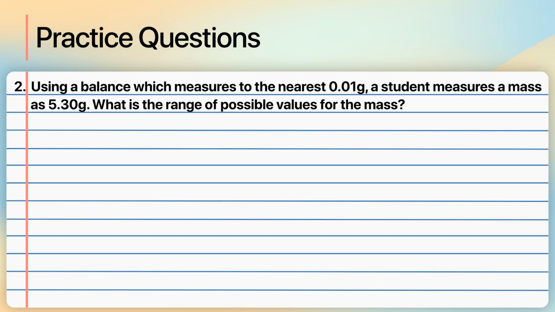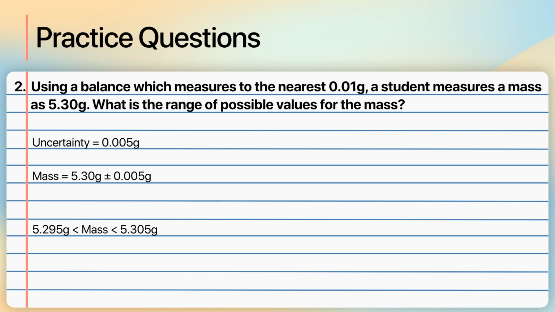Question 2. Using a balance which measures to the nearest 0.01 grams, a student measures a mass as 5.30 grams. What is the range of possible values for the mass? The mass balance in question measures to the nearest 0.01 grams. Hence, it has an uncertainty of plus or minus 0.005 grams. The uncertainty indicates the range within which the true value lies. The mass is 5.30 grams, plus or minus 0.005 grams. The true mass could be anywhere between 5.295 and 5.305.